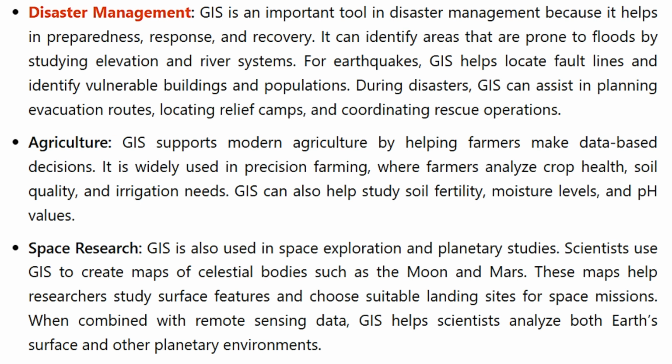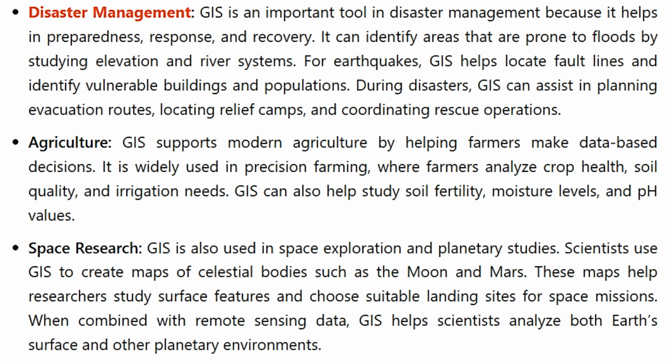Agriculture: GIS supports modern agriculture by helping farmers make data-based decisions. It is widely used in precision farming, where farmers analyze crop health, soil quality, and irrigation needs. GIS can also help study soil fertility, moisture levels, and pH values.